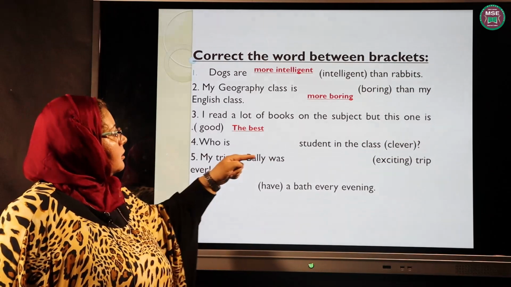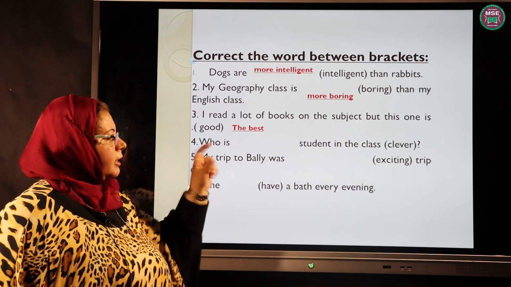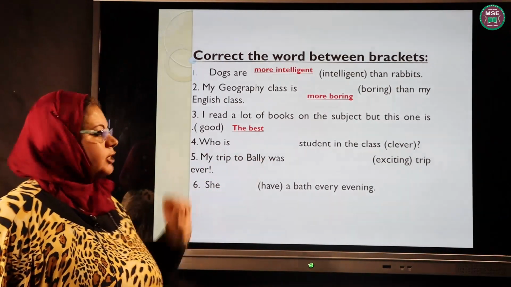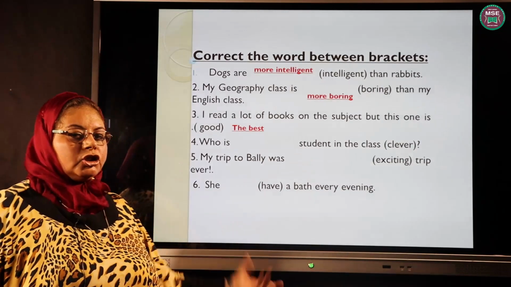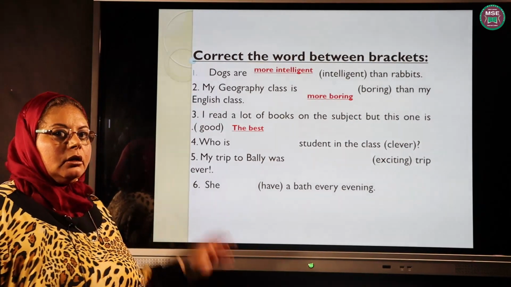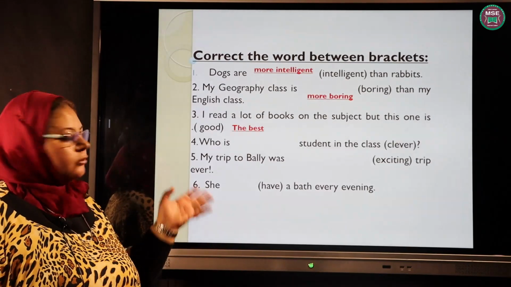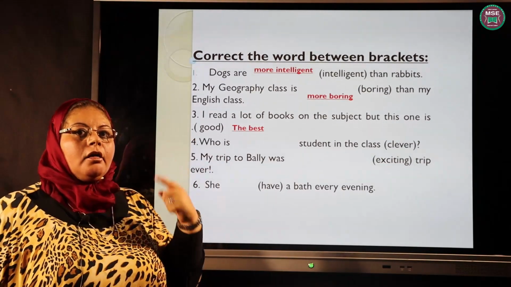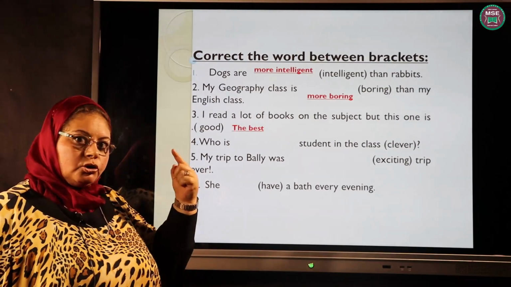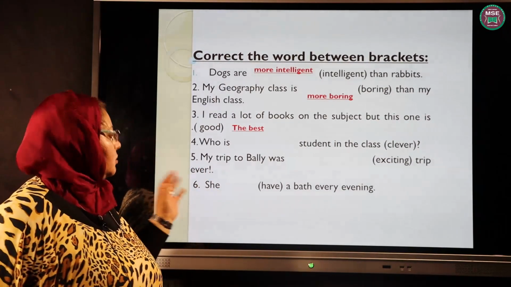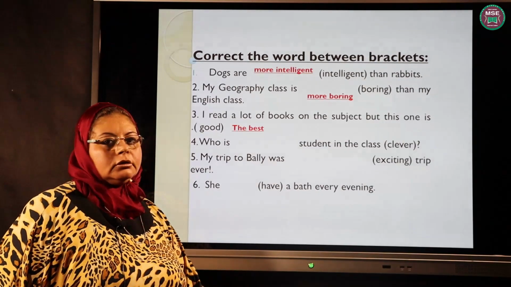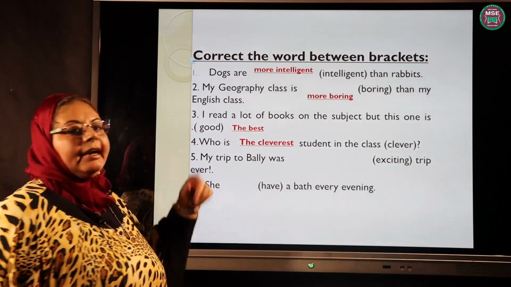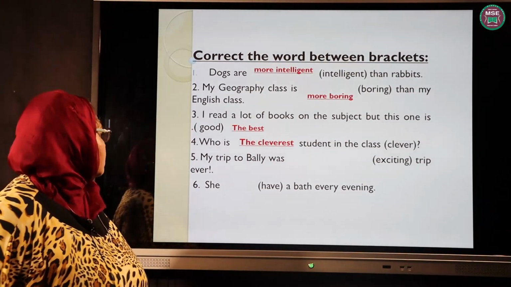Who is the cleverest student in the class? Look at the short adjective here and which type of comparison I'm using. Superlative or comparative? Superlative, because I'm comparing one student with the class. The cleverest student in the class.